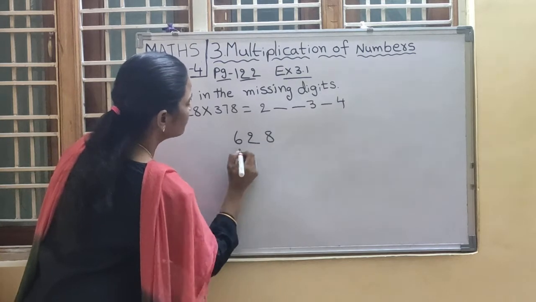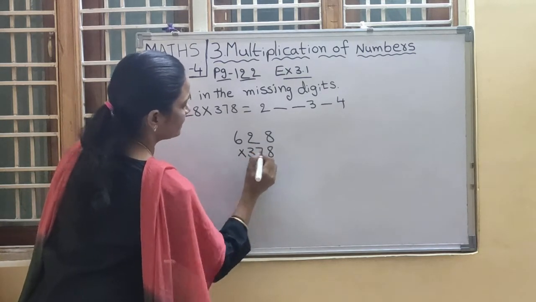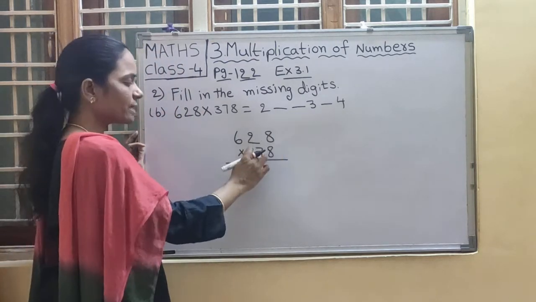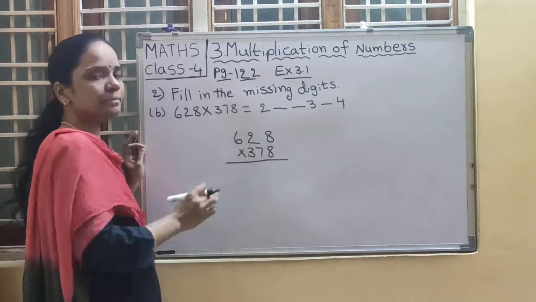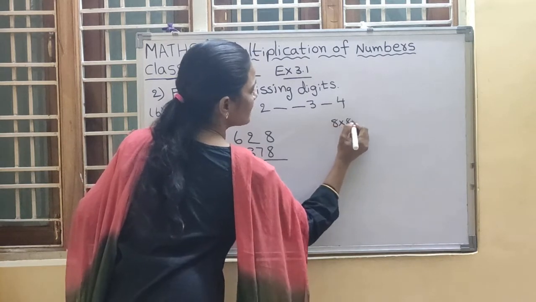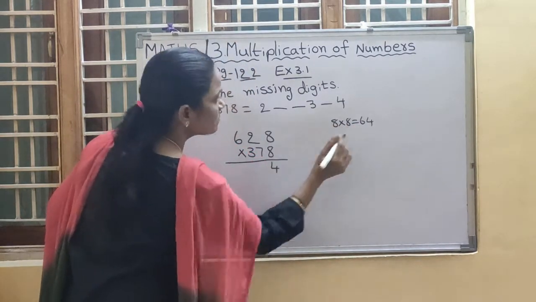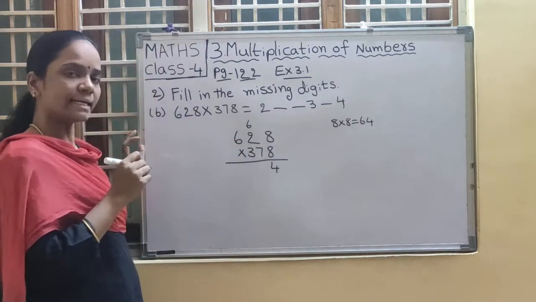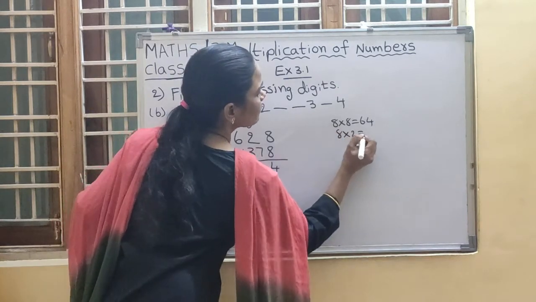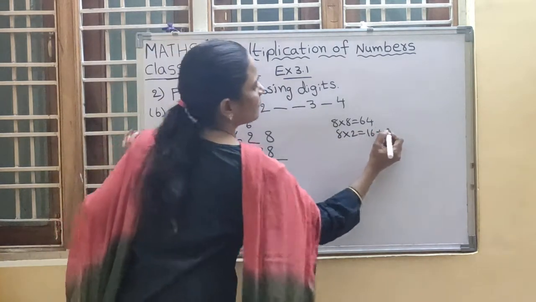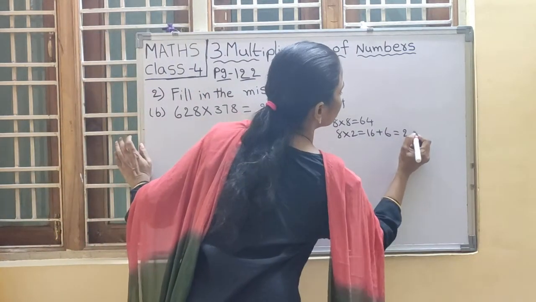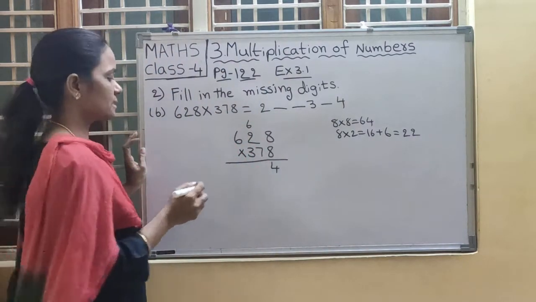628 into 378. First do with 8, next do multiplication with 7, next this whole number should be multiplied by 3. So first start with 8. 8 8s are how much? 8 8s are 64. So write 4 at the ones place and 6 is the carry, written in the tens place. 8 2s are how much? 8 2s are 16. But what is the carry? 6. 16 plus 6 how much, children? Yes, 22. Am I right, children? Yes.